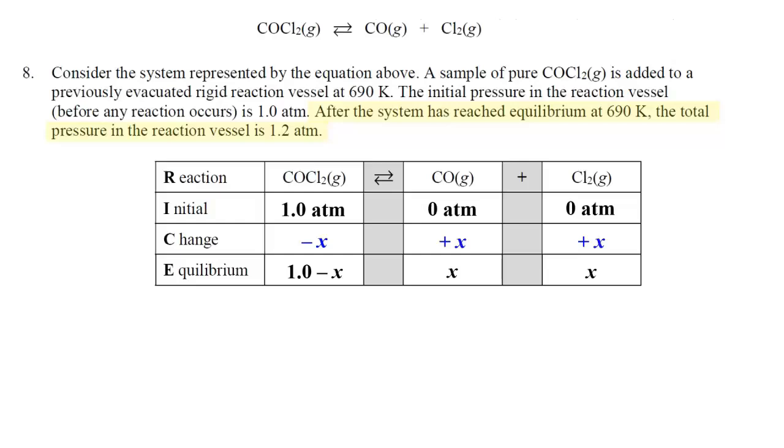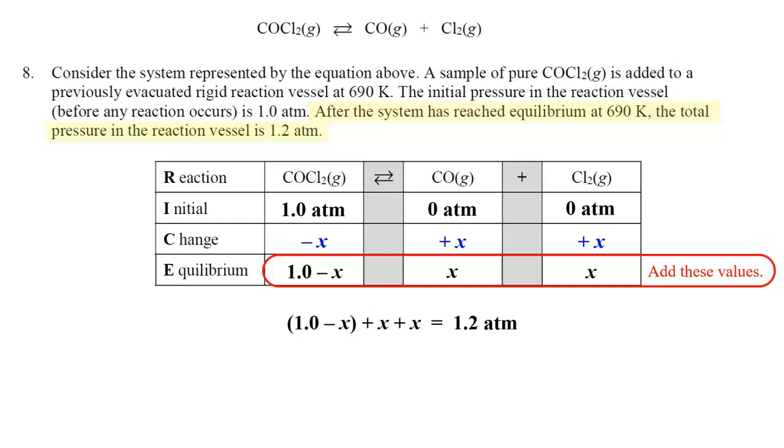So now let's go ahead and set equal to 1.2 atmospheres the sum of 1 minus x, x, and x. So now we have an algebraic equation: 1 minus x plus x plus x is equal to the total pressure of 1.2 atmospheres. All we have to do now is solve for x. So 1 minus x plus x plus x will equal 1 plus x. We set that equal to the total pressure that we were given, which is 1.2 atmospheres, and hopefully you can see that the value of x is equal to 0.2.